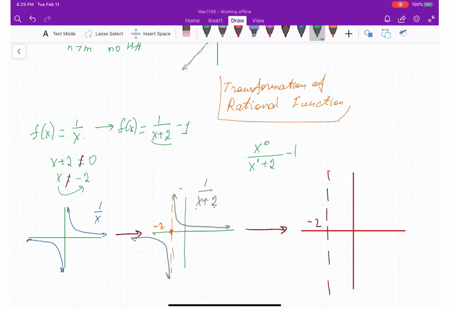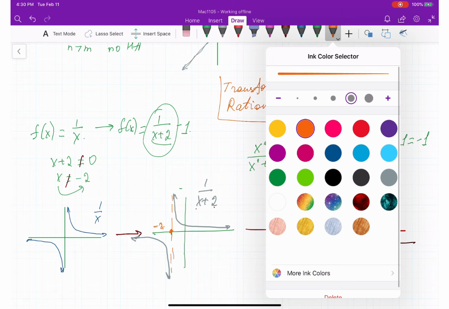So because 0 is less than 1, meaning n is less than m, therefore our horizontal asymptote is going to be equal to 0, because if n is less than m, the horizontal asymptote is 0. And then we also have the minus 1 we need to consider, which will be negative 1, which is the same thing as taking the whole graph and shifting it down by 1. So this is -1. And this is how our final graph is gonna look.